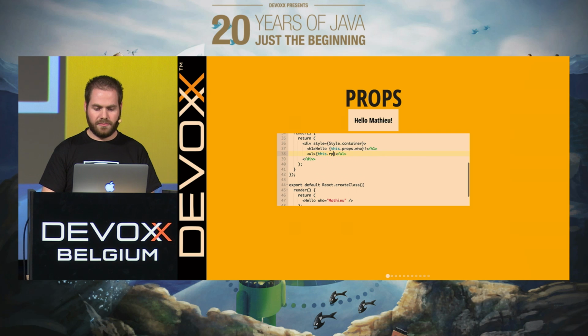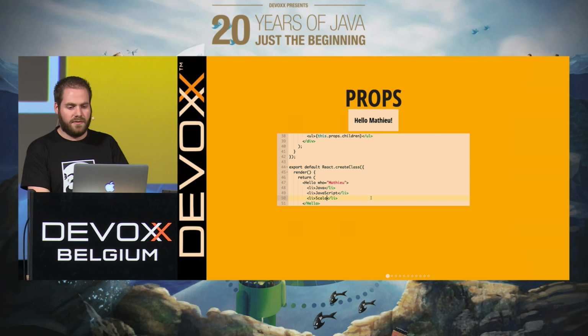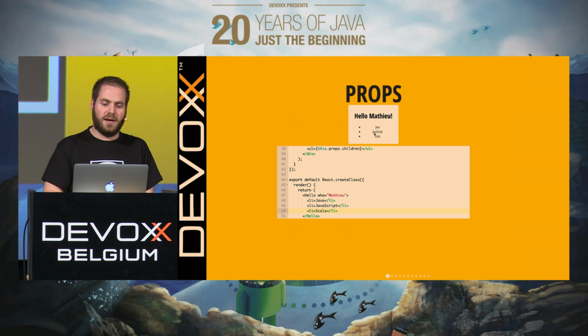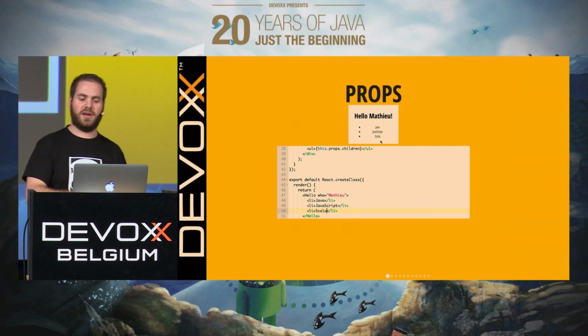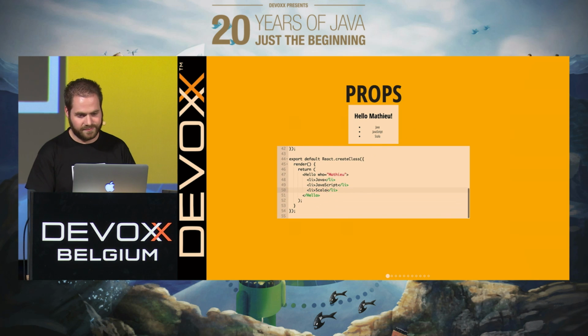There is also a very special property in React. It's called children. So the children allows you to do something like that. So I can make a list of languages I like to use. And if I save, I've got the list of my languages inside my component. So I can wrap other components inside my components, and that's pretty handy.